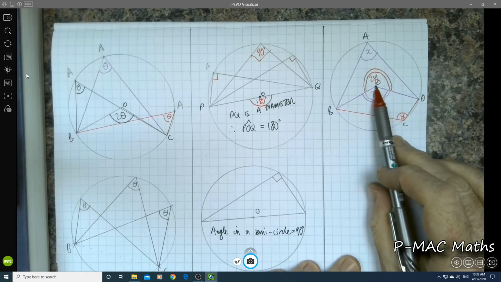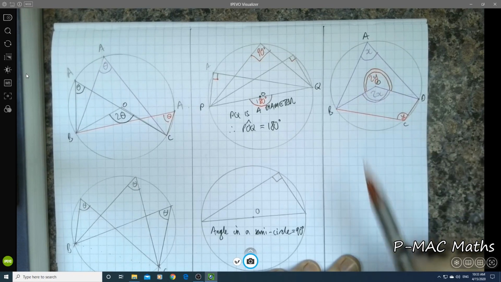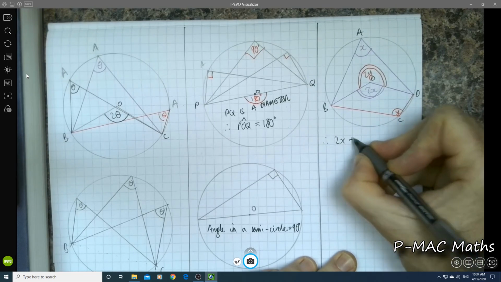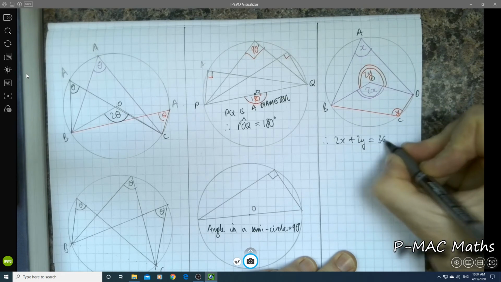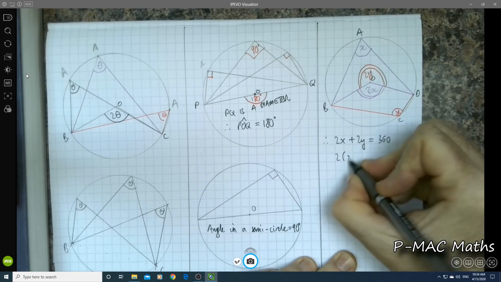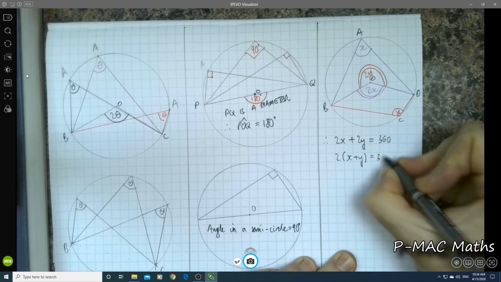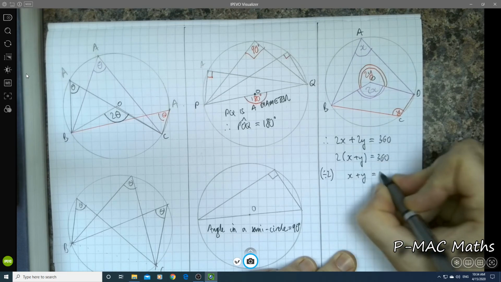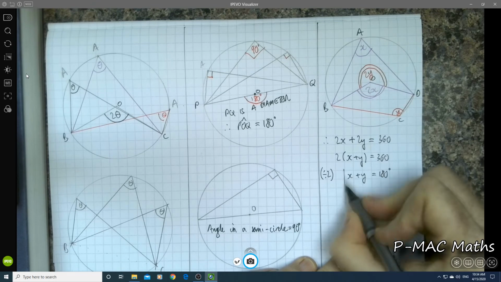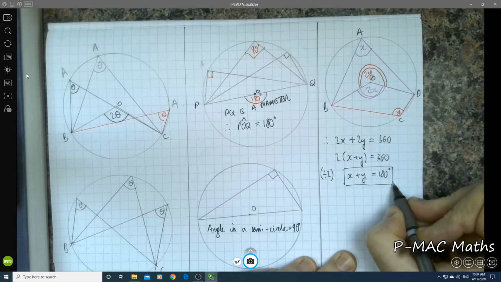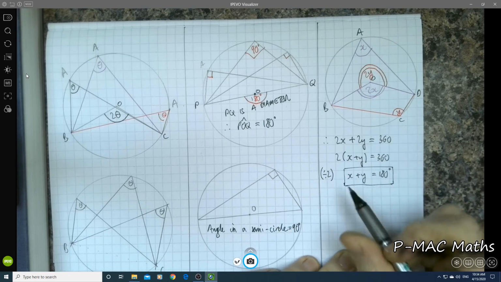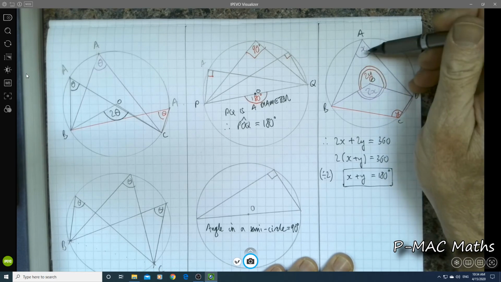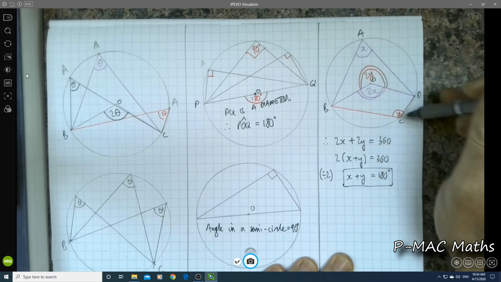Now, focusing on the middle of the circle, I know that the angles around a point add up to 360. So 2x plus 2y must equal 360. So 2 lots of x plus y is equal to 360. And if I divide by 2, that means that x plus y must equal 180. And this is the icing on the cake of this particular little bit of proof. What I've shown here is that the opposite angles in a cyclic quadrilateral sum to 180 degrees.